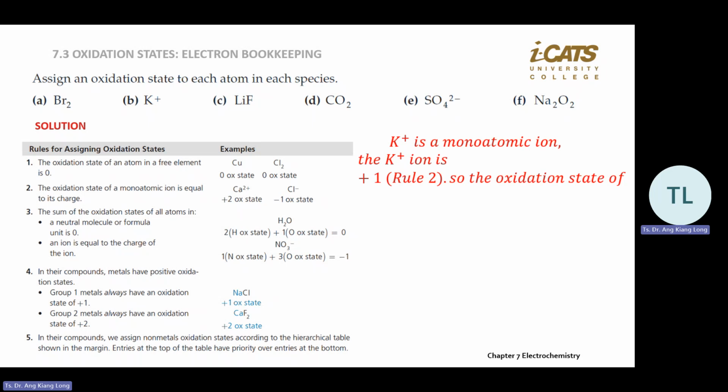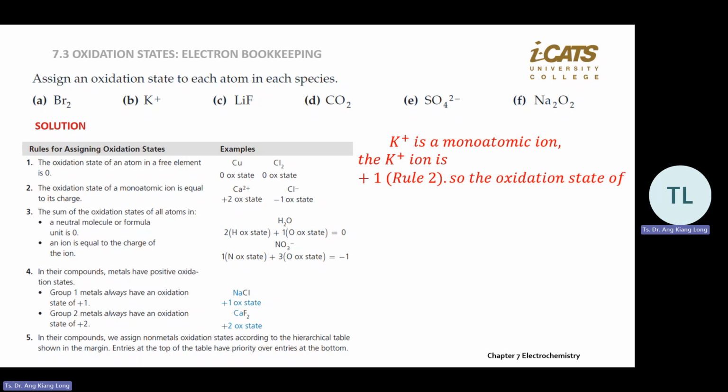It is an ion, K plus. K plus, you see there's a plus already. And you compare the B, K plus, and the E. E is SO4 2 negative. You see E has 2 elements, S and O. It's not monoatomic. If there is only one element it is called monoatomic, like what you see in B. B only has K and it's an ion.